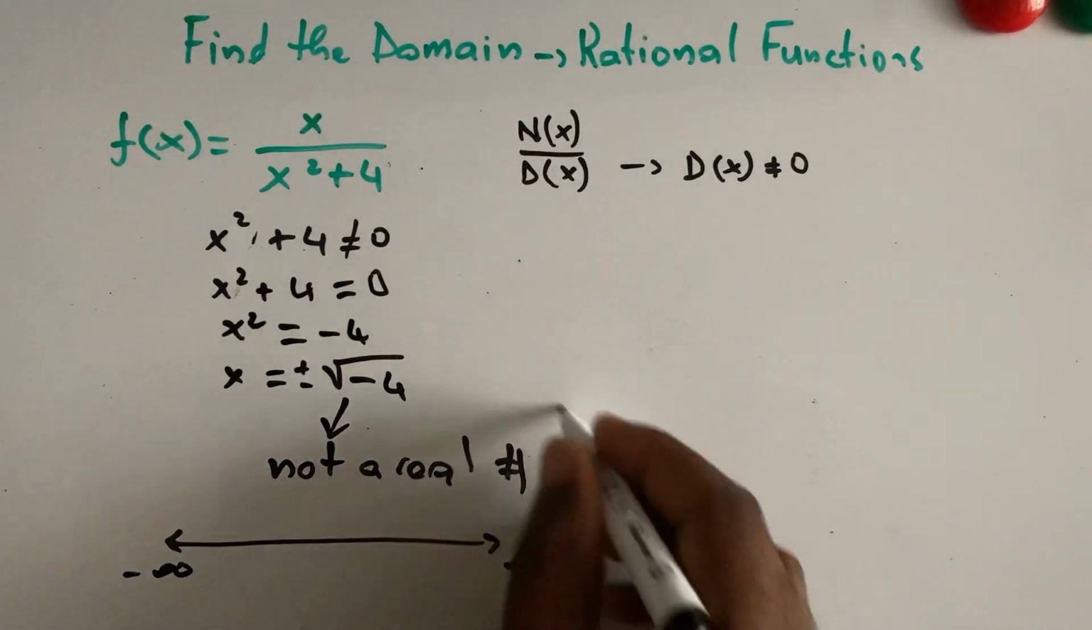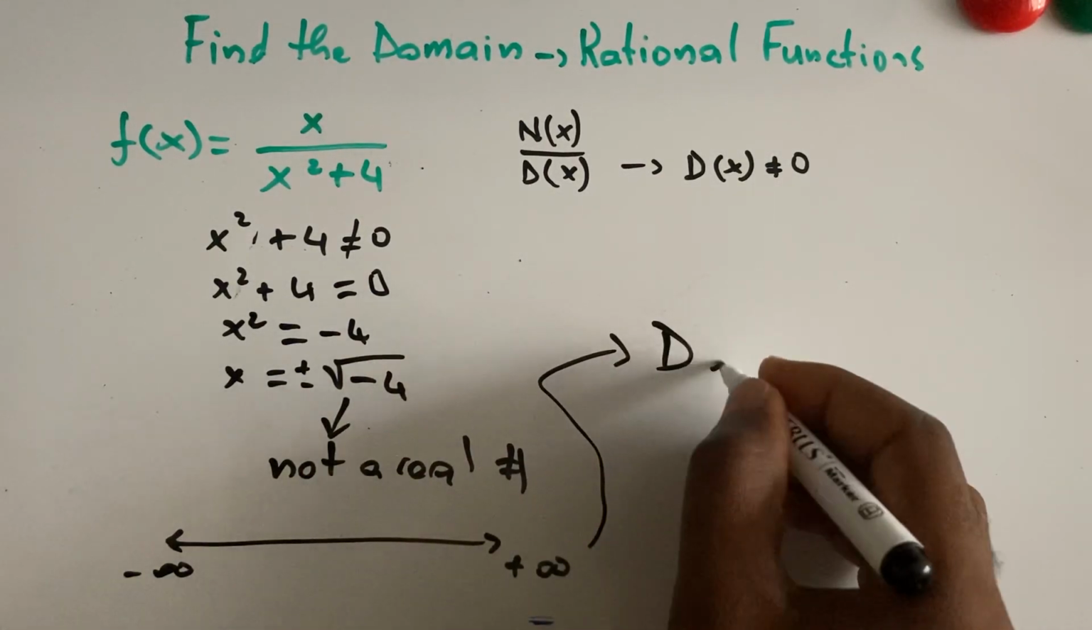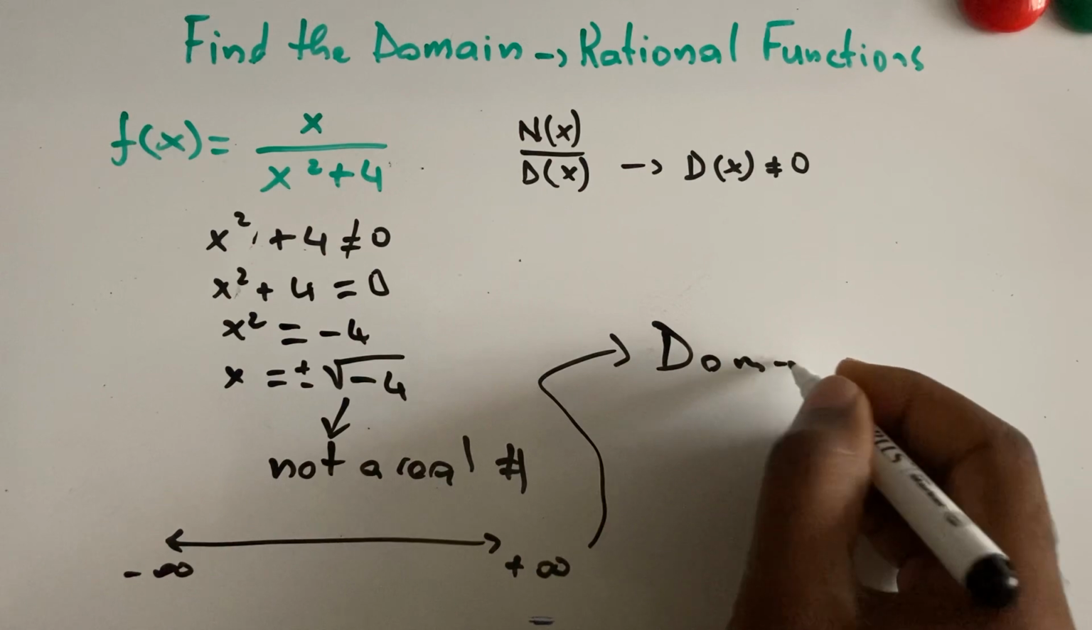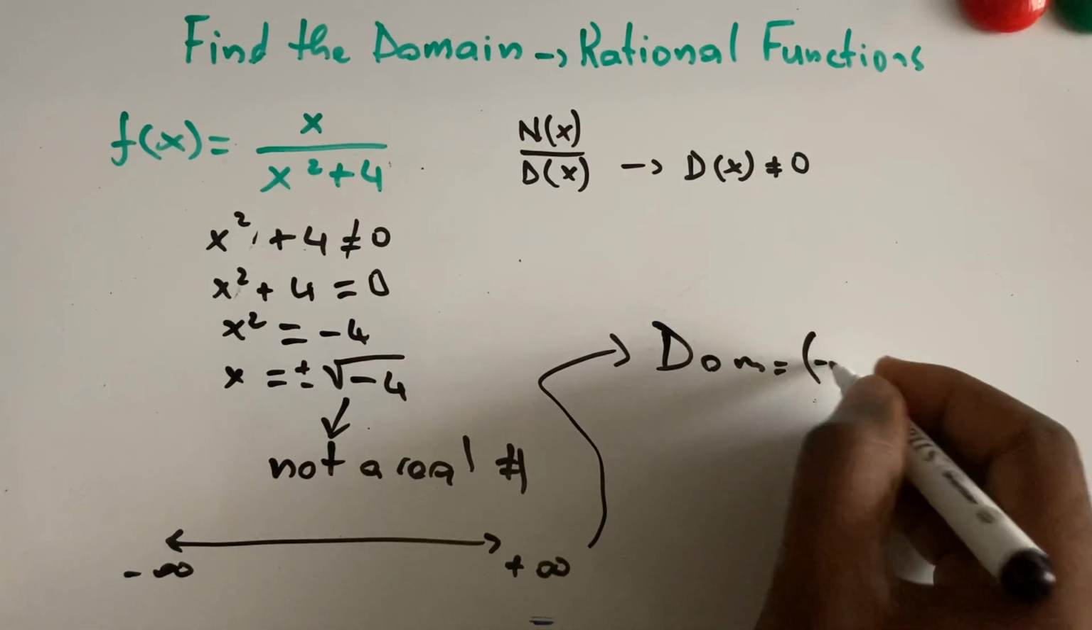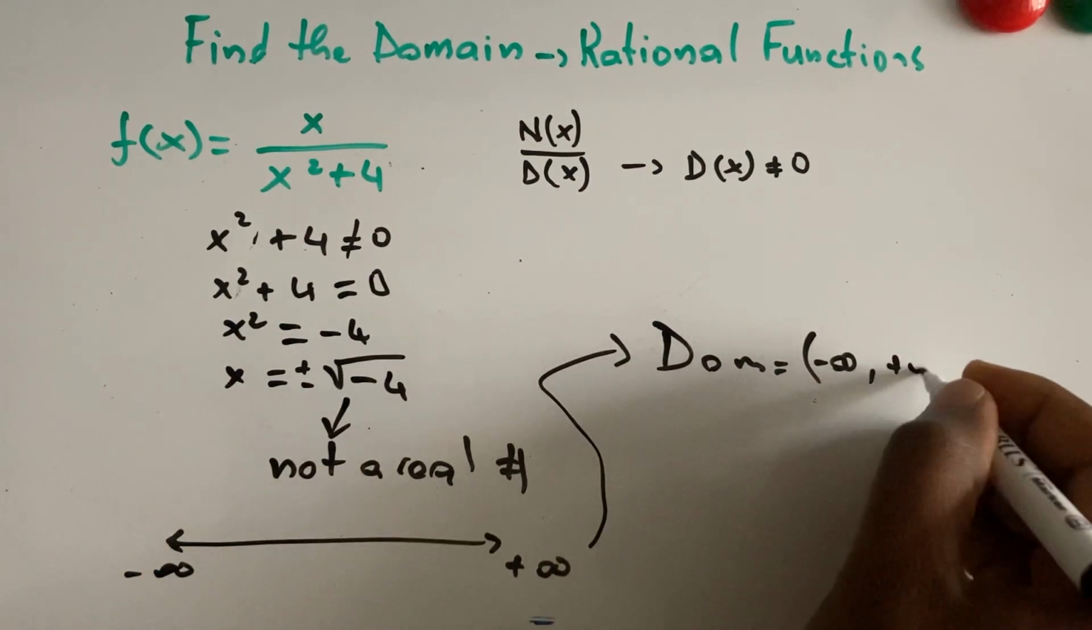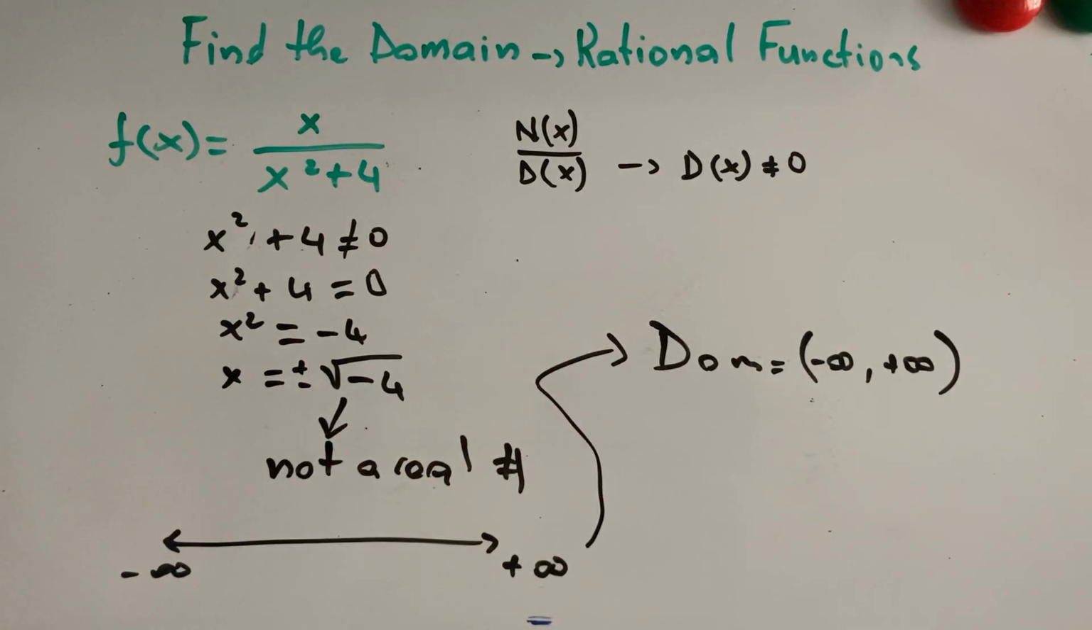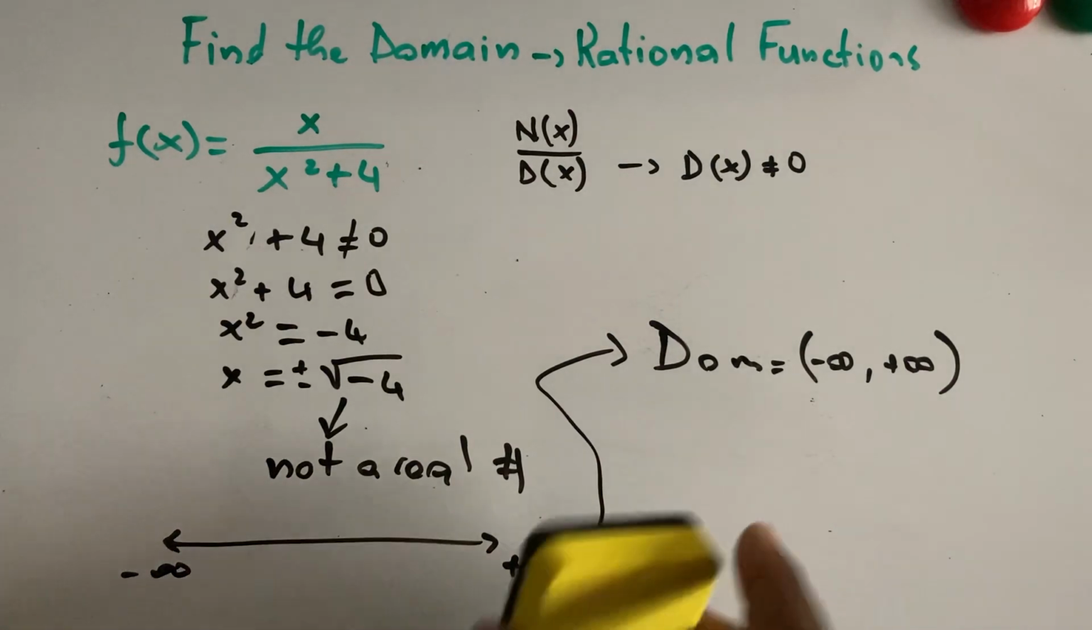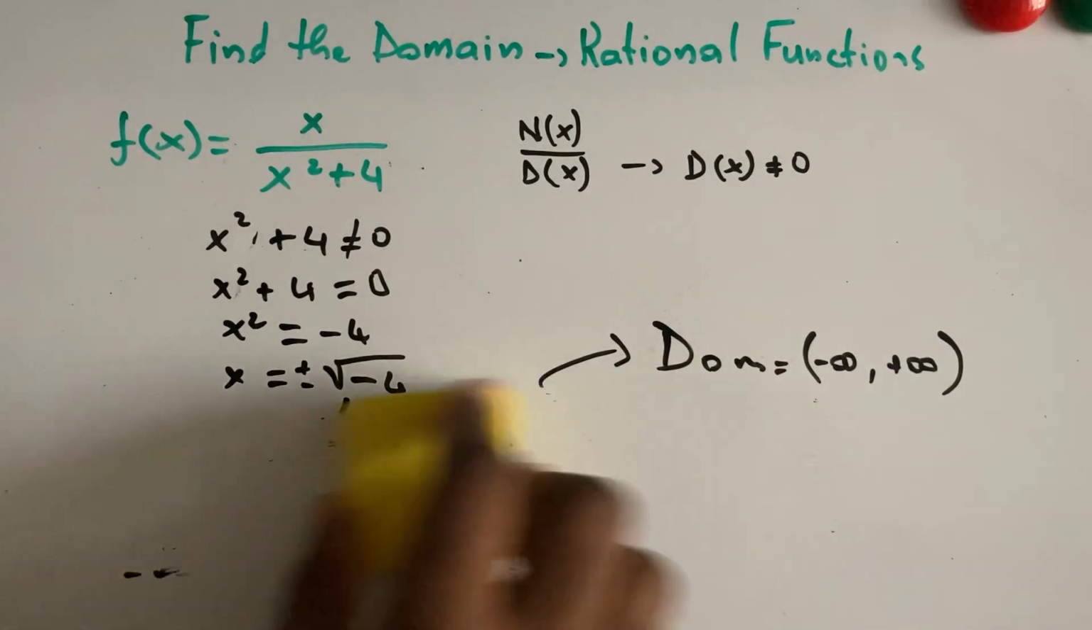Therefore, what is the domain? The domain is all real numbers. It starts from negative infinity to positive infinity. All real numbers. There's nothing to reject, okay? Because you can't solve for x to get a real number. This will give you an imaginary number, but not a real number, okay? So that's it. This is one example, but let me show you another example here.